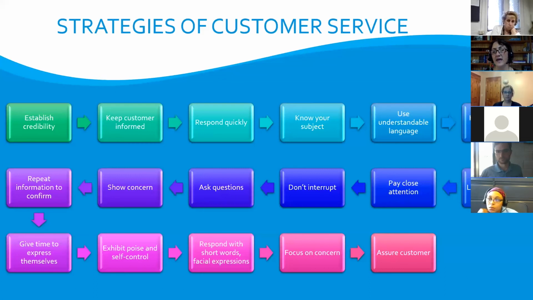And then if you can, assure the customer. This is a little bit situation dependent, right? In some cases, you don't have the information to assure the customer in terms of solving their problem. You hopefully have the confidence and the wherewithal to actually say to them, you know what, I'm going to do everything in my power to address this concern. That's assuring the customer, even if you can't actually fix it.